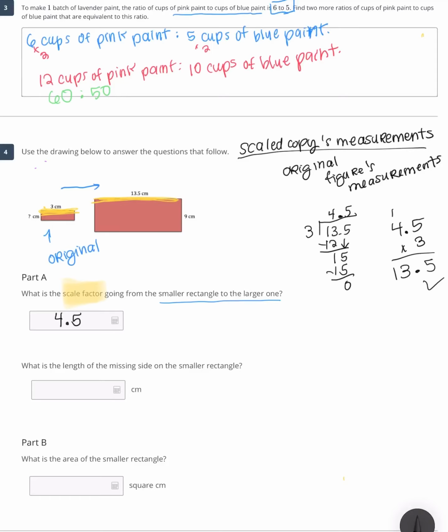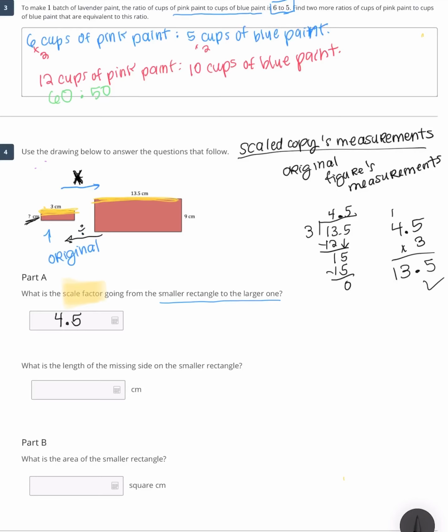Now for the next question, it's asking us, what is the missing side of the smaller rectangle? Well, when I move this way, I have to multiply by the scale factor. So what do you think happens if I go this way? If I'm trying to figure out this side, what operation you think I have to use? If you guess division, you are absolutely correct.